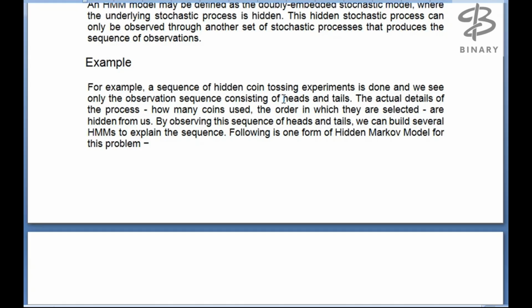But that is not actually all that is there. Lot of things between these two events. Okay. So what exactly is this? So the actual detail of this process of tossing the coin, how many coins are used actually there, and the order in which they are selected. किस order में select किए, कितने coins हैं, are hidden for us. ये हमसे hidden. ठीक है.